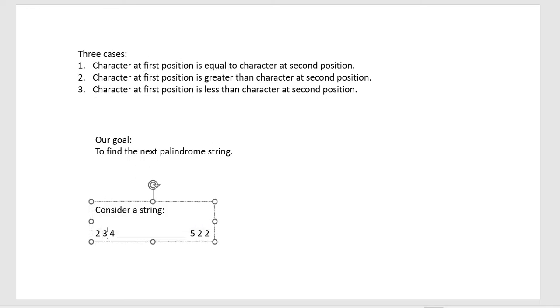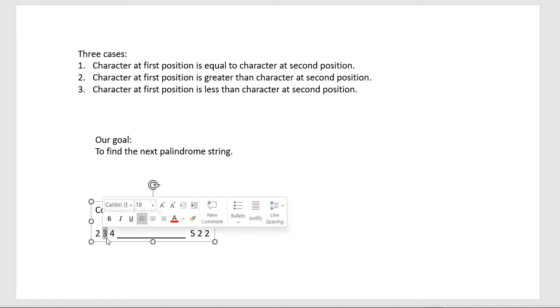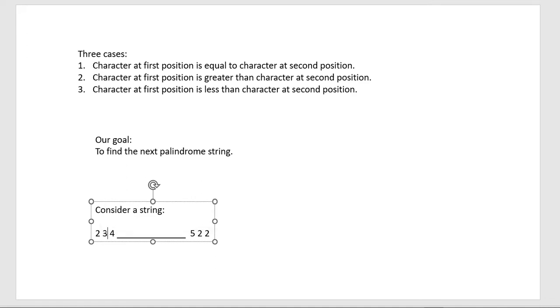So now we come to the second position, we compare it with the 2. So 3 and 2, so the first position is greater than the second position. So in this case, what do we need to do? So we can actually find the next palindrome by just increasing this 2 to 3. Now let's consider the next position, which is 4 and 5.